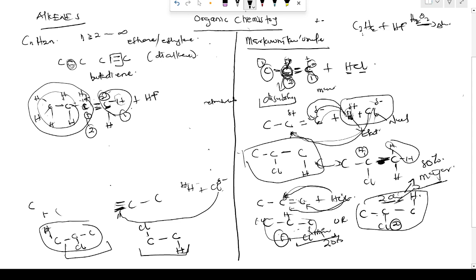So this becomes our plus, and this becomes our minus. We are going to get C to C to C plus, double bond C minus, to hydrogen plus. Now hydrogen and fluorine, which one is more electronegative? Fluorine is more electronegative. So H plus F minus.